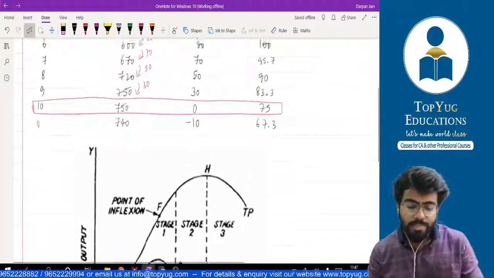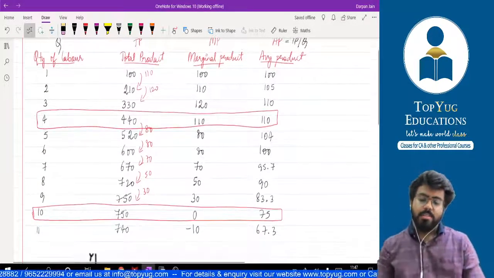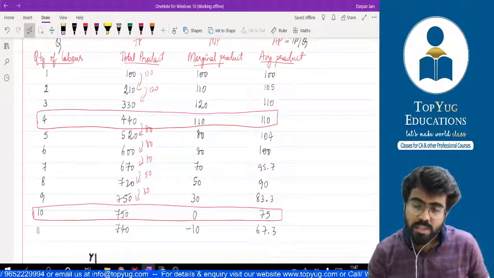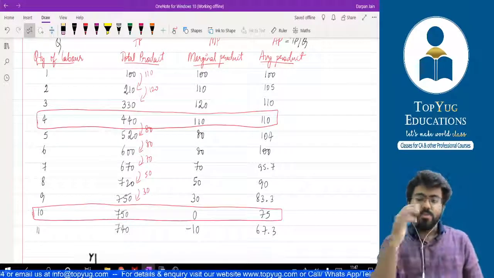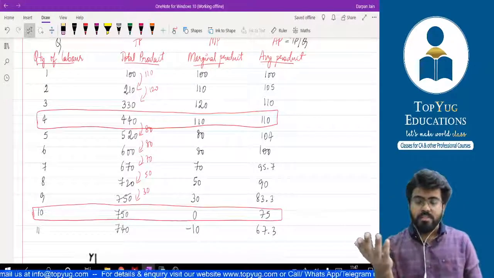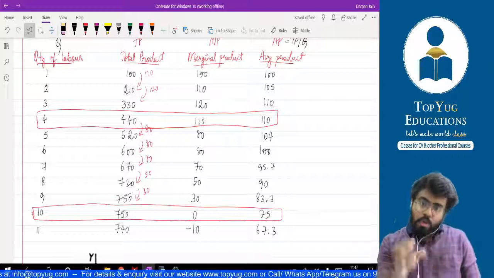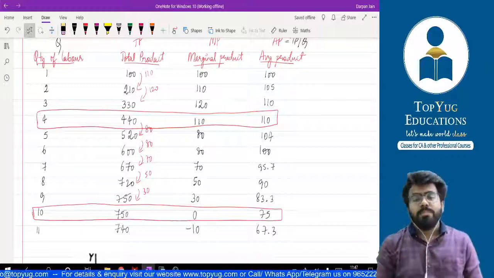So also we saw, when does it start to decrease? When does TP start to decrease? When MP is 0. When MP touches 0, that is when total product starts to decrease. When MP is 0, total product will be at maximum.